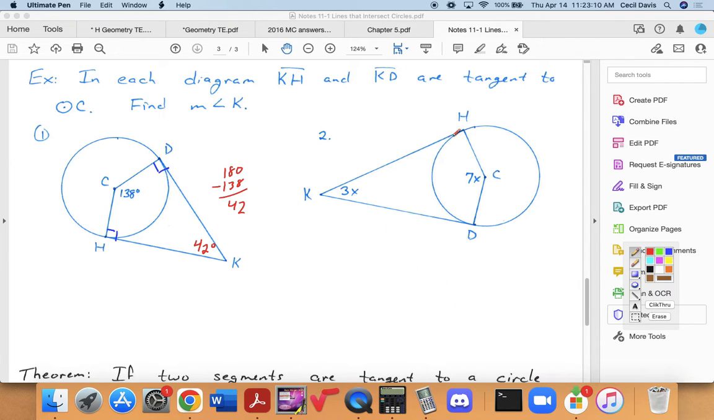And then over here, the same thing is happening. We know that that's a right angle at D, and this is a right angle at H. Those add up to 180, so these two have to add up to 180. So that's 3x plus 7x is 180. So 10x is 180. I made it really easy. X is 18. So the measure of angle K is 3 times 18, which is 54. Oh, I was doing 16 times 3 instead of 18. Thank you.